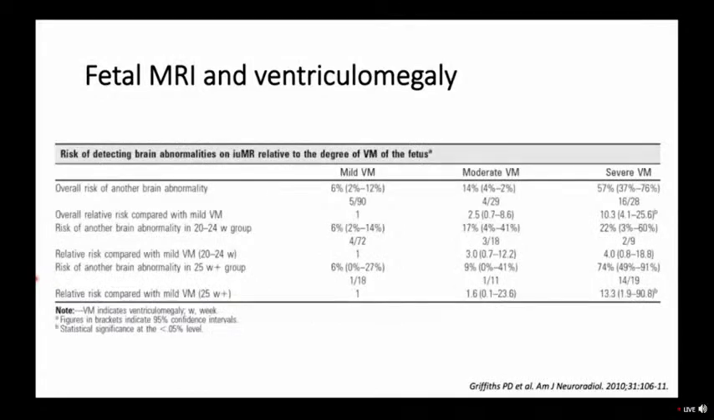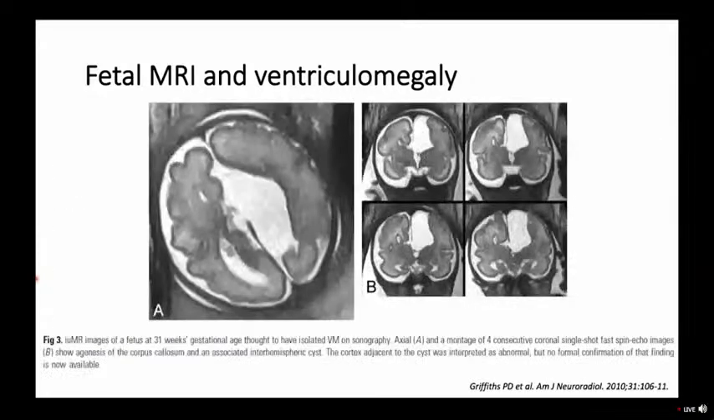This is just that study showing, as the ventricle gets bigger, the likelihood of finding more abnormalities is higher. So, for a relative risk of us finding something else in a baby's brain, with mild we're finding 17%, but if it's severe, like 17, 18, 19 millimeters, there's a 10 times more likely chance. So we're talking, almost all those babies are going to have some other finding on their MRI.